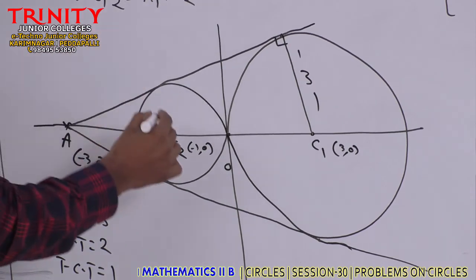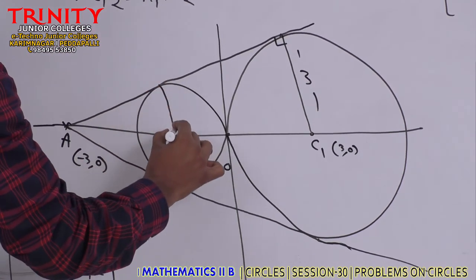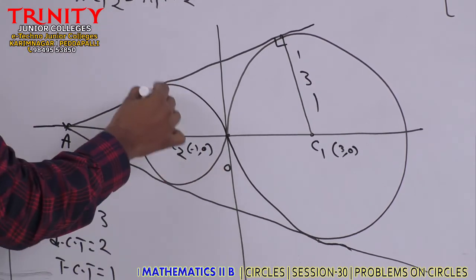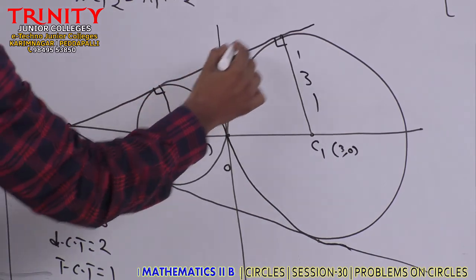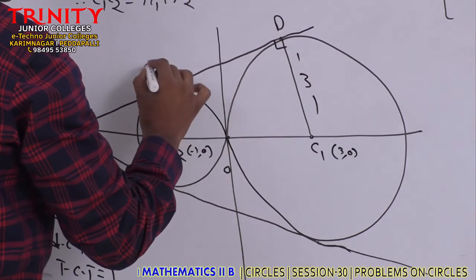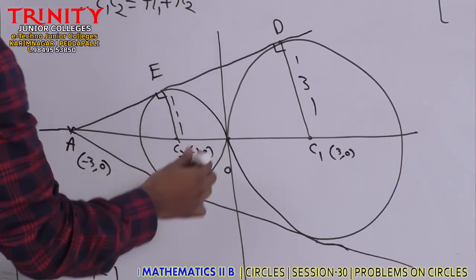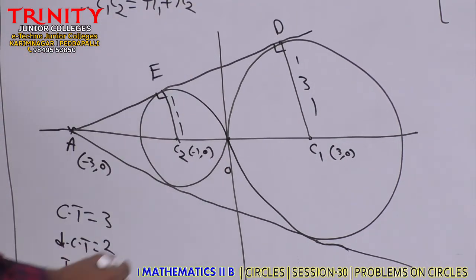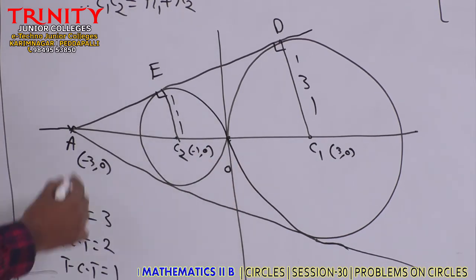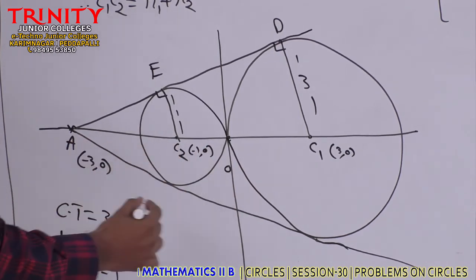The distance from the center to any point on the circle is the radius. This is D, this is E. The length of this is 1 because the radius of the second circle is 1. This is origin A. We find the length of AC2.